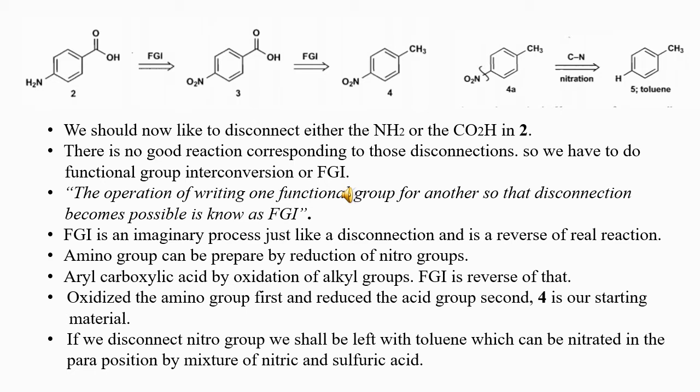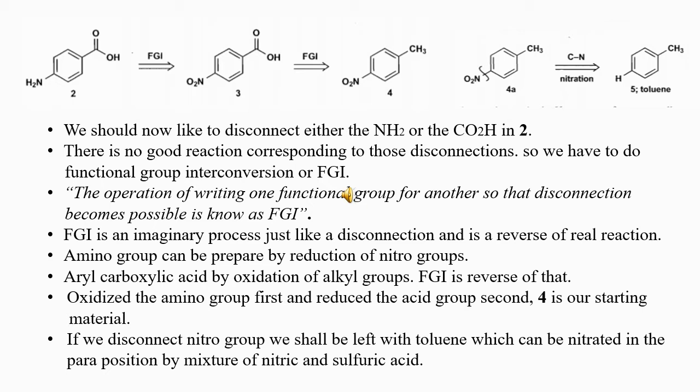So when we apply FGI, structure 3 will be there. Like we say that it can be produced, the amino group, from the reduction of nitro. Now, if you look at structure number 3, it has a carboxylic group along with the nitro group. So the carboxylic group is not a good disconnection. If the carboxylic group is disconnected from the benzene ring, we cannot directly generate that carboxylic acid group. But there is another very good FGI which we can apply.